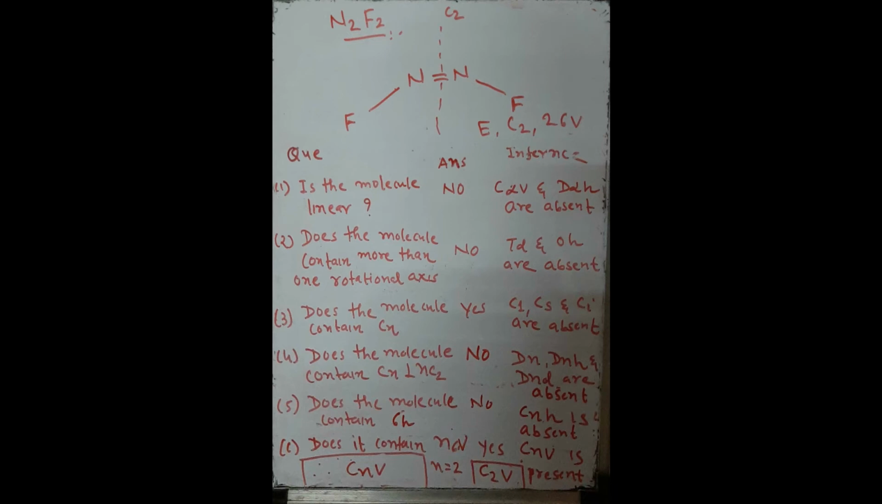Third question we are going to ask, does the molecule contain Cn? Answer is yes, that means C1, Cs and Ci are absent. Fourth question, does the molecule contain Cn perpendicular to nC2 axis? Answer is no, that means Dn, Dnh and Dnd are absent. Fifth question, does the molecule contain sigma h? Answer is no, therefore Cnh is absent. Next question, does the molecule contain n vertical planes? Answer is yes, it contains 2 vertical planes, therefore point group of this molecule is C2v.